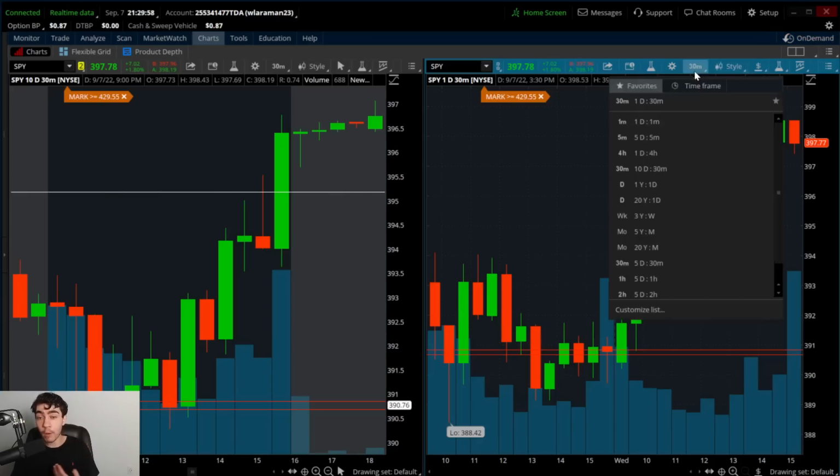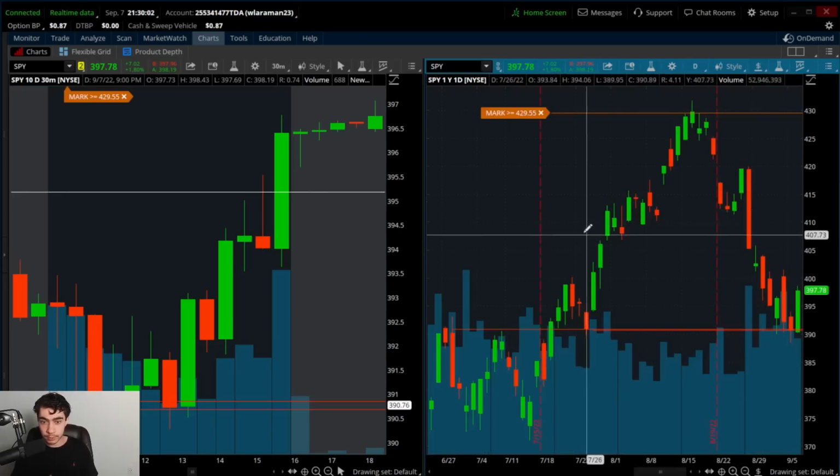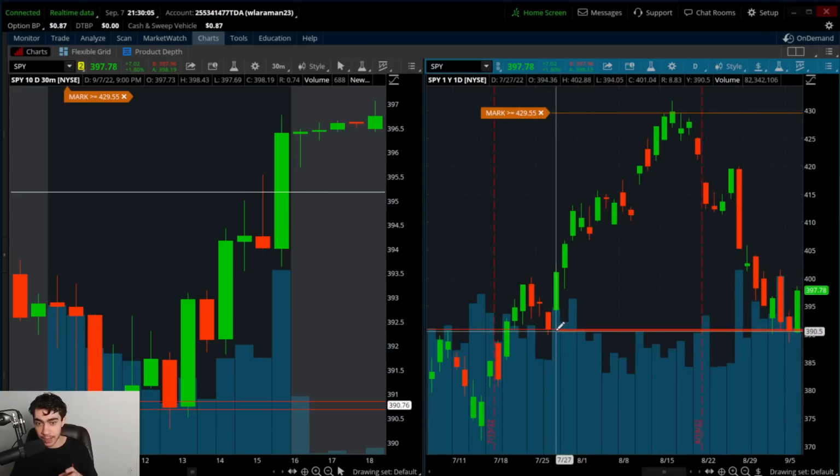But in terms of what we knew before then, here's what we knew in terms of being bullish. We knew there was a gap to fill. Right here on the SPY, there was a gap to fill at this 390 level.